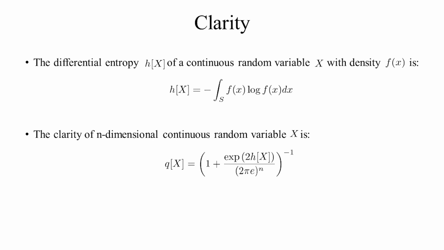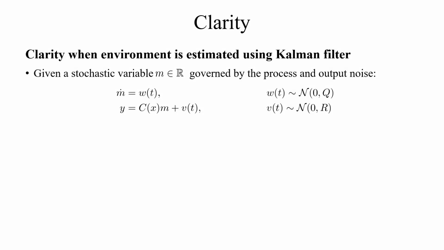Clarity is essentially a normalized entropy bounded between 0 and 1. The expression relating differential entropy and clarity for n-dimensional continuous variable is shown. Now let's see how clarity is related to exploration. In many practical scenarios, measurements are assimilated using Kalman filter. For simplicity, let's assume a simple scenario where we want to estimate a scalar variable m. The scalar variable m has stochastic dynamics with known process noise. Moreover, the scalar measurement y is perturbed by some measurement noise with known variance.